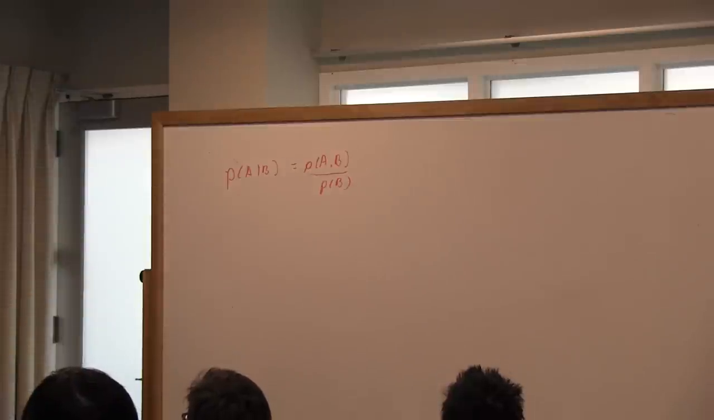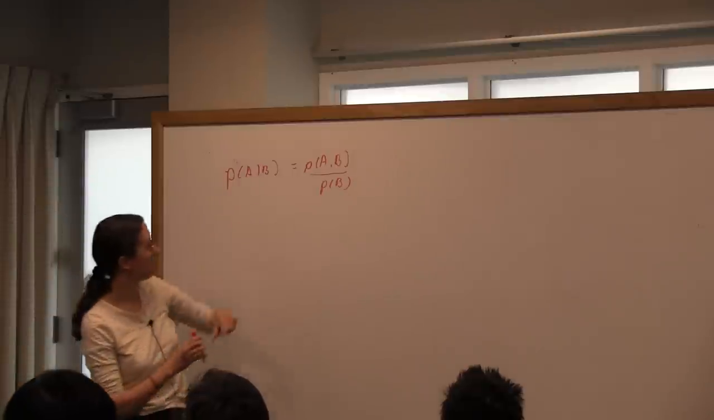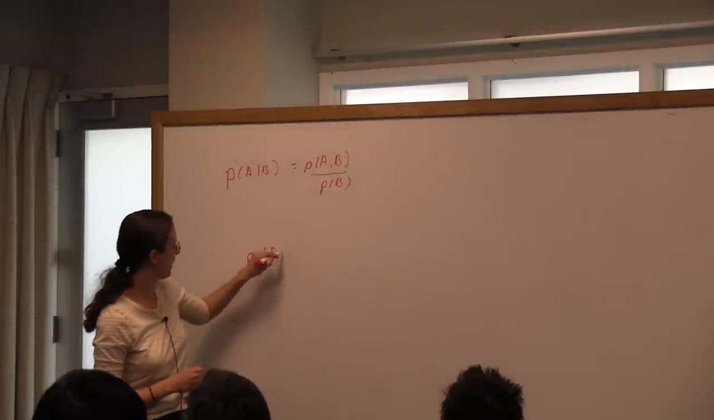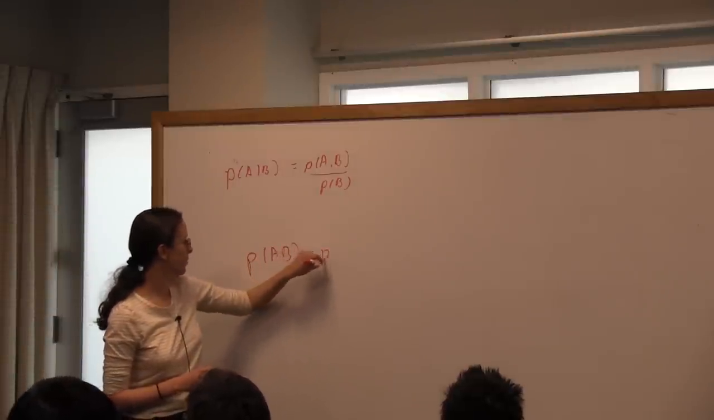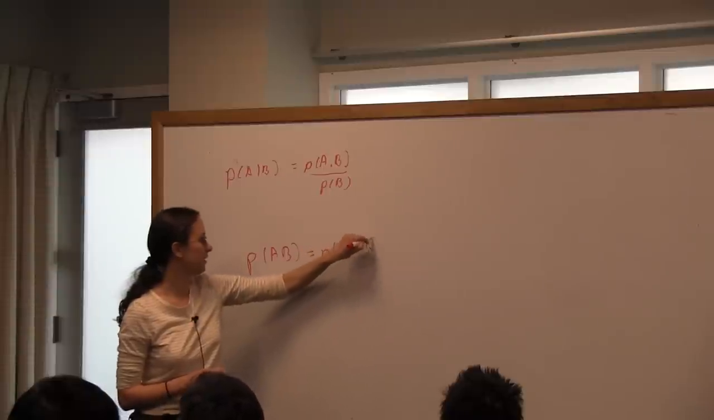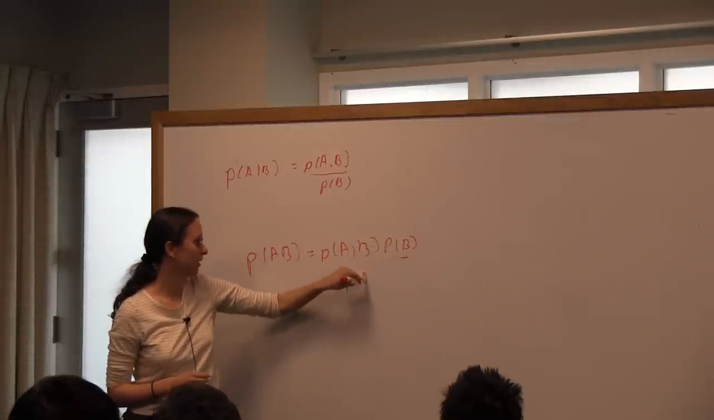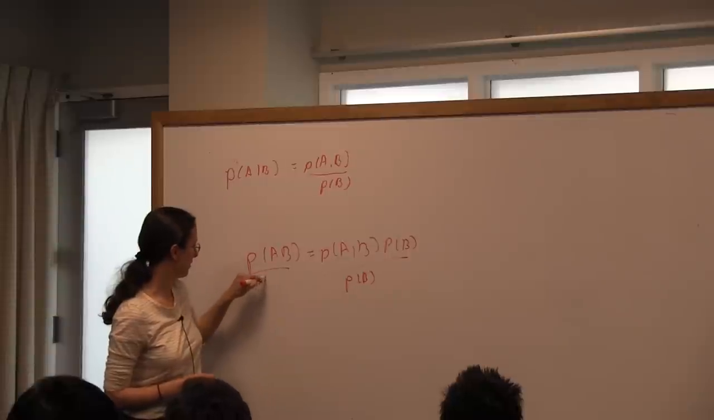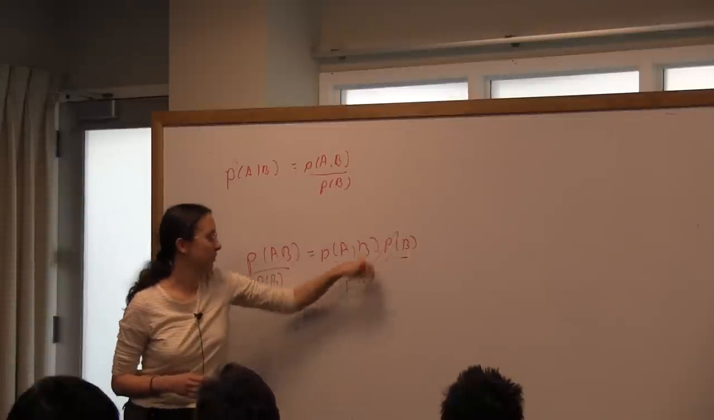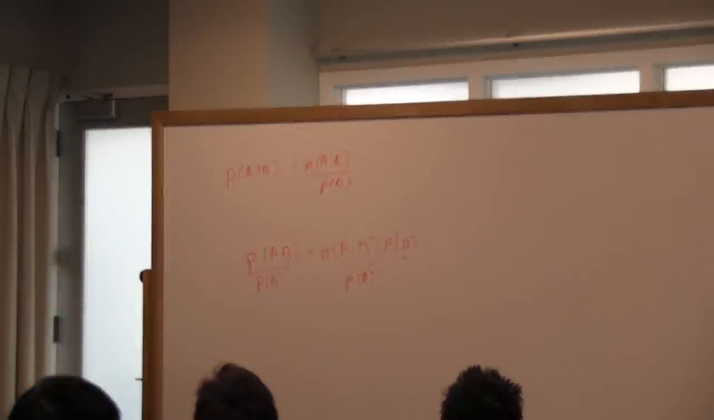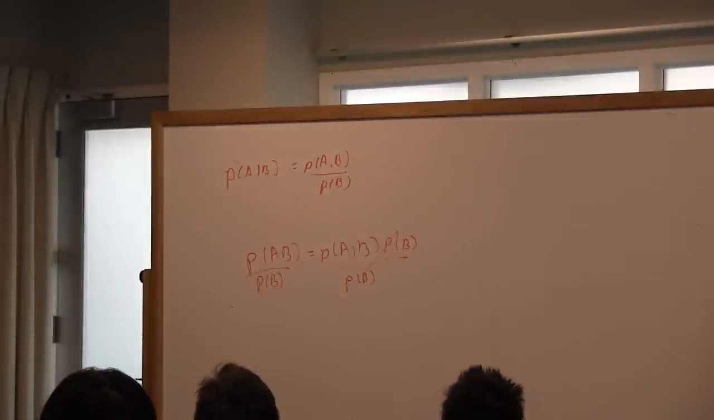Where does this come from? This is the product rule. All we did was solve the other direction. We said the product rule is probability of A and B equals probability of A given B times probability of B. So if we divide both sides by probability of B, then we get this rule. That's all we did. So that's the slide version of that same math.